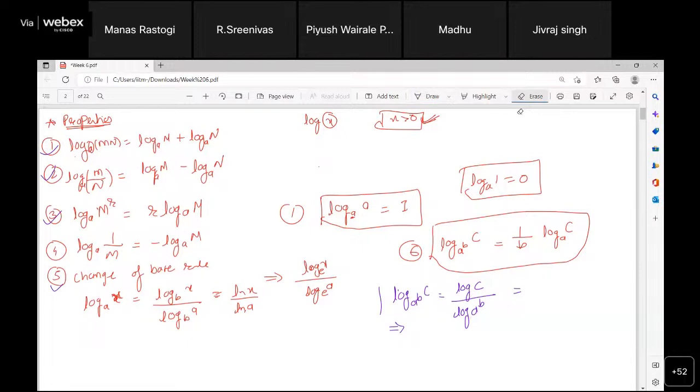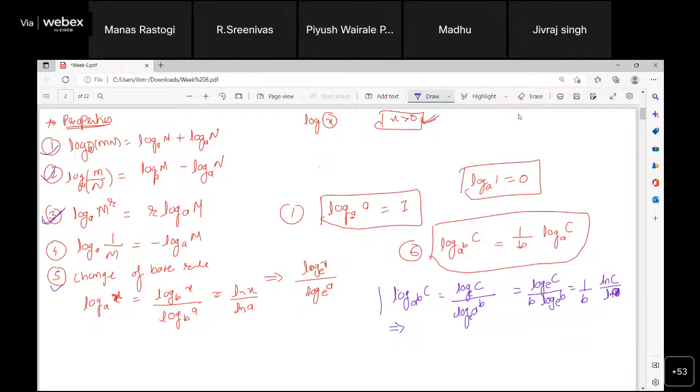Taking log for the general proof, we take log of c to the base e. Log of c to the base c will become like this. By using the third property, I can bring this b to this side: b times log of b to the base e. Now 1 by b is ln of c upon ln of b. Sorry, ln of a.